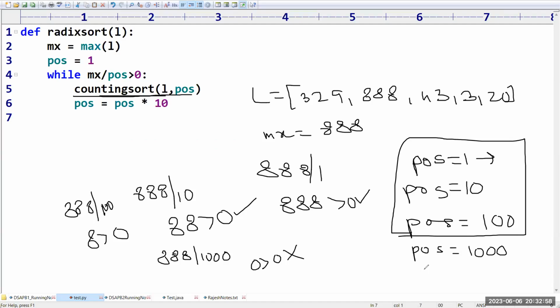Anyway, I will implement the counting sort; of course, we know it already. Can you please confirm, is the outline clear for you people? Please confirm. Yes, sir. Right.